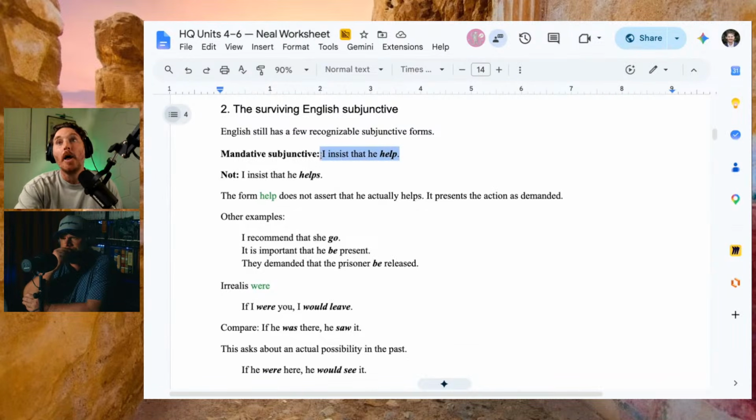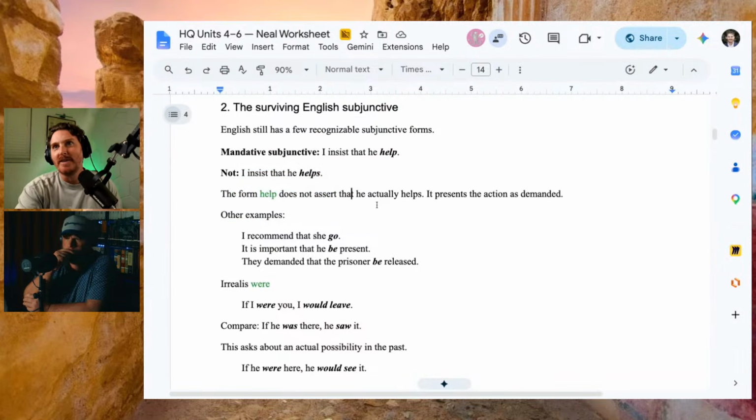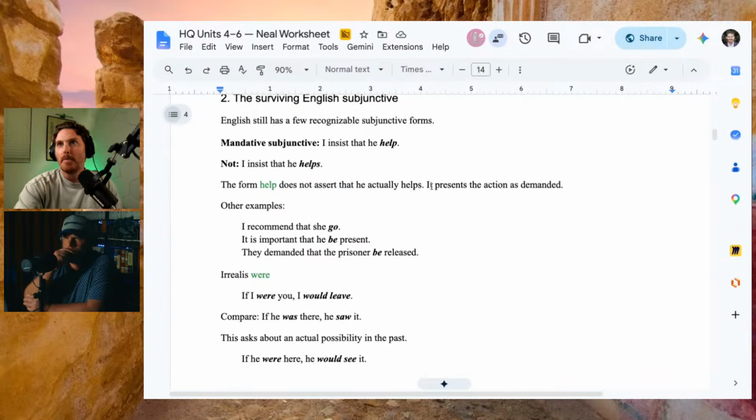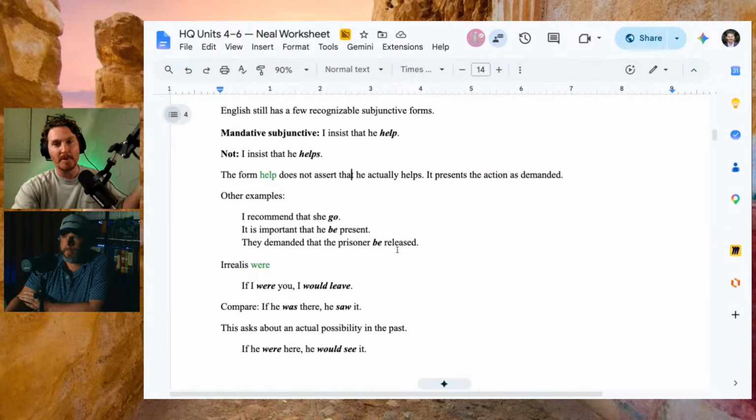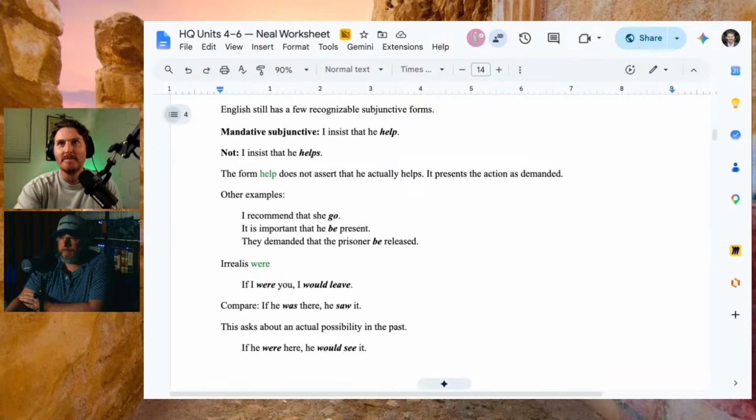And then we have the surviving English subjunctive, like in our mandative subjunctive. I insist that he help. I insist that he helps is not good English, right? The form help does not assert that he actually helps. It's just a present demand. It's something you would like to happen. That's the way that the subjunctive is used in Greek. It's something that you wish would happen, and you tend to say hina in the beginning of it, right? Or na in modern Greek.